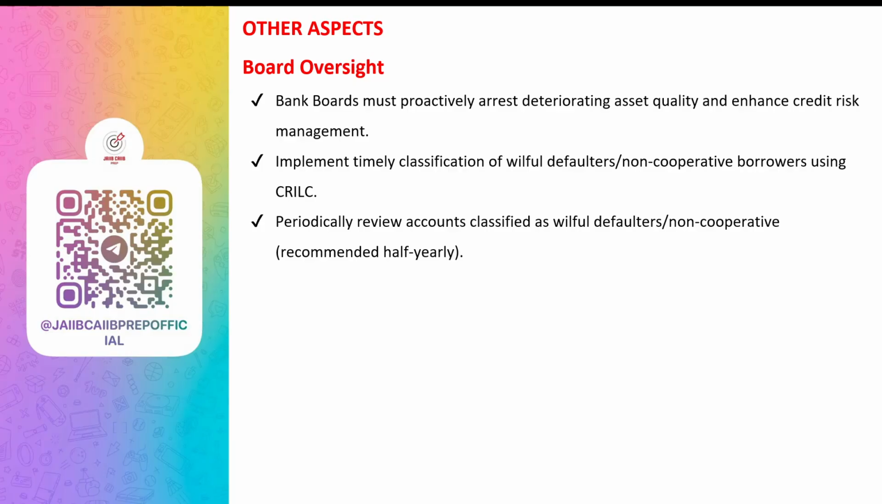Board oversight. The board of directors of a bank plays a very important role in credit risk management. They should monitor asset quality. The board must take proactive steps to stop the rise of bad loans and improve overall asset quality. They should use tools like the central repository of information on large credit. The bank must identify stressed accounts at an early stage, and the board must ensure proper classification of such borrowers. Review of these classifications should be done regularly, for example, every 6 months.